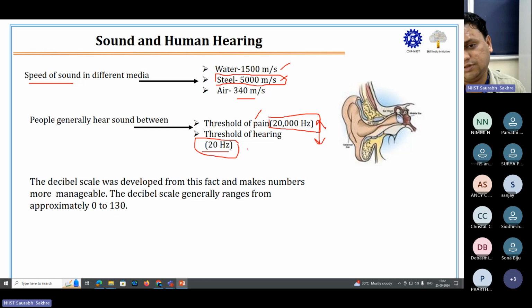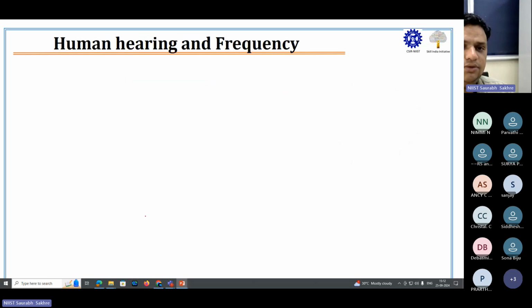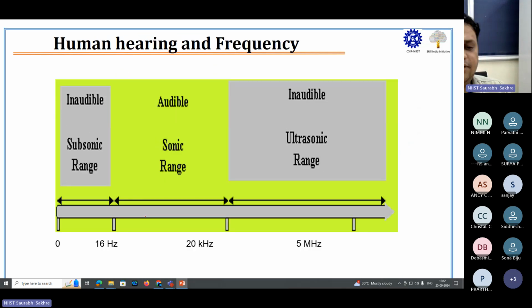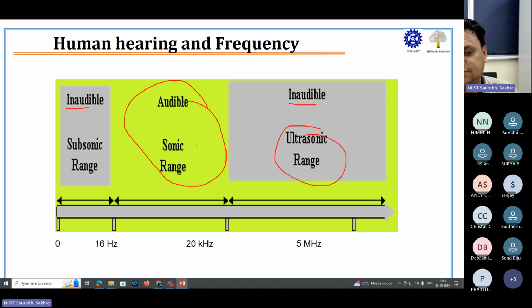Now, how to measure this and how to report this in report format? There was one scale which was developed. The decibel scale was developed from this fact and makes numbers more manageable. The decibel scale generally ranges from approximately 0 to 130. Now we will understand the frequency. I already told you that below 16 hertz, it is the inaudible subsonic range. Then 16 hertz to 20 kilohertz is the audible sonic range, and above 20 kilohertz, it is again the inaudible ultrasonic range. This is what our frequency is.